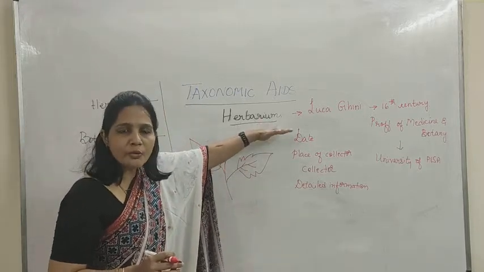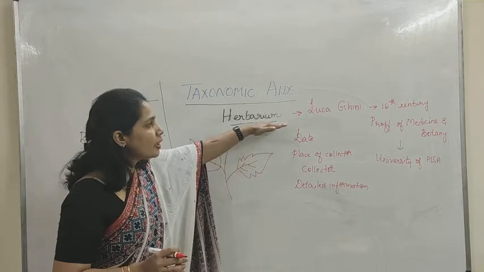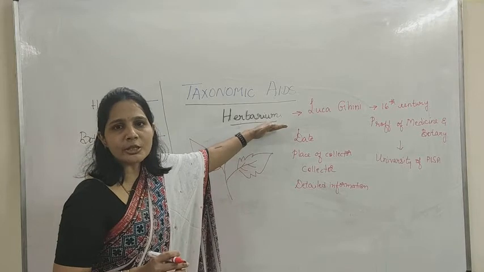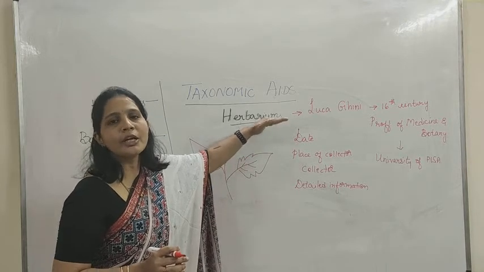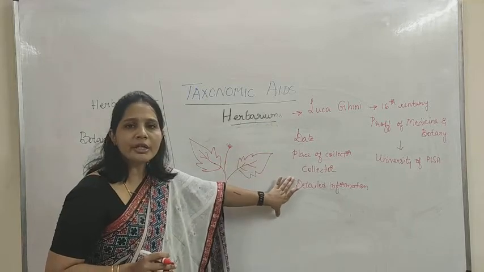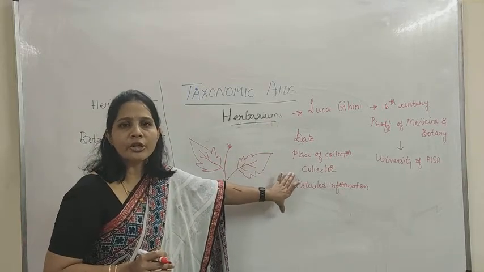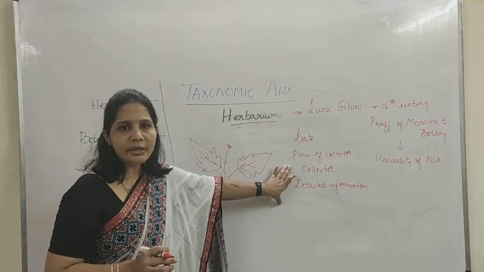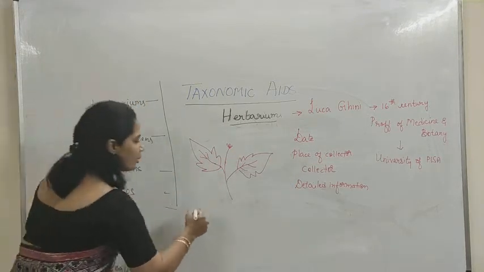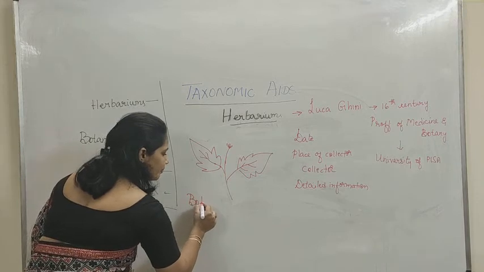So in detail, what is meant by a herbarium? A herbarium is a sheet of paper on which the dried specimen of a plant is glued, and the detailed information about it is maintained on the paper for future use. Is that clear? So that is about the herbarium. Next, coming to the botanical gardens.